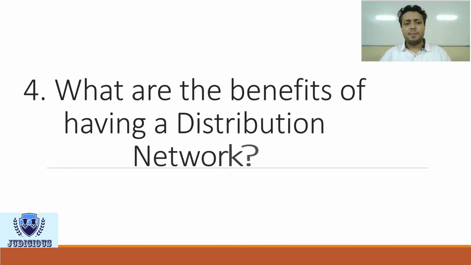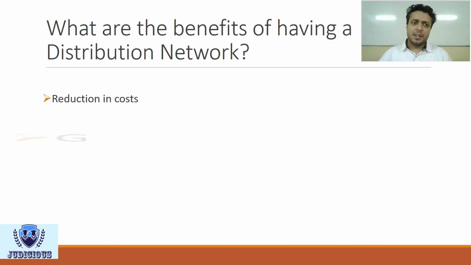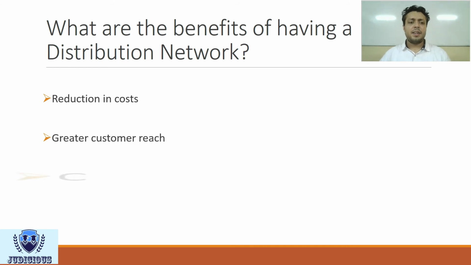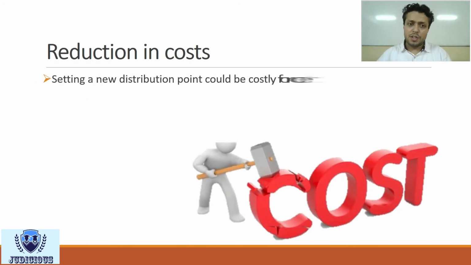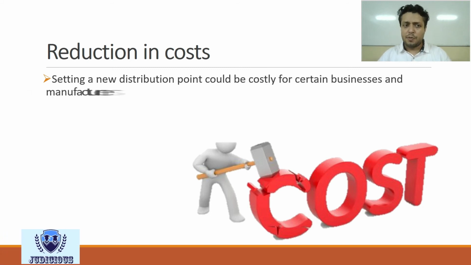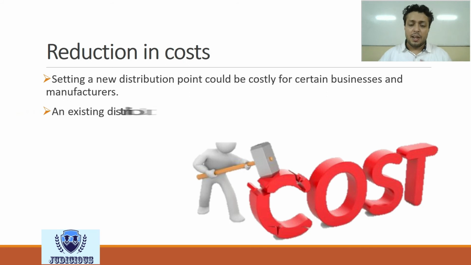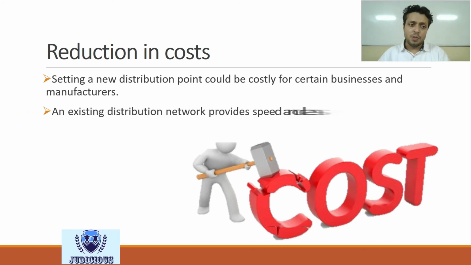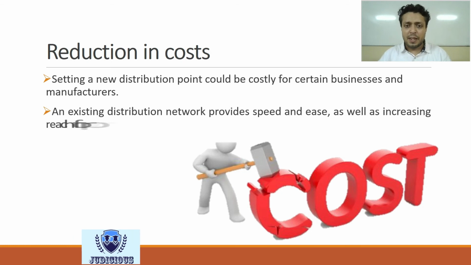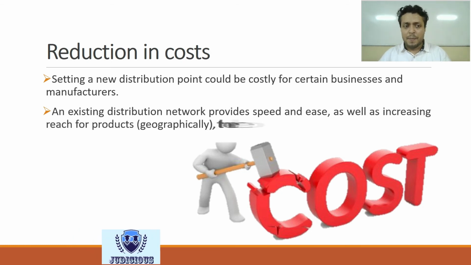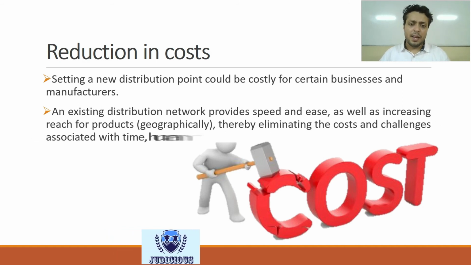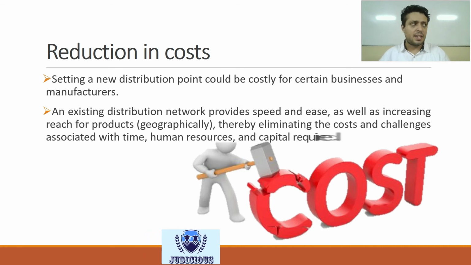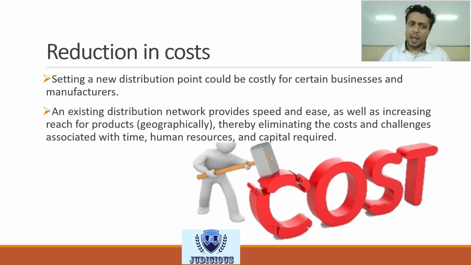The last question, what are the benefits of having a distribution network? Reduction in cost, greater customer reach, and customer bonding. First, about reduction in cost. Obviously, setting up a new distribution point can be a very costly affair for businesses as well as for manufacturers. On the other hand, if they use an existing distribution network, that will benefit them in terms of speed as well as ease, also increasing the reach for products geographically, and it helps by eliminating cost and challenges that are associated with time, human resource, and capital required.